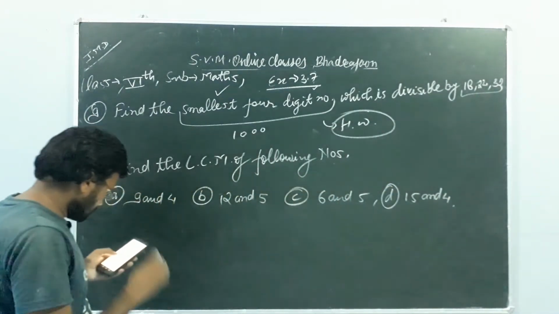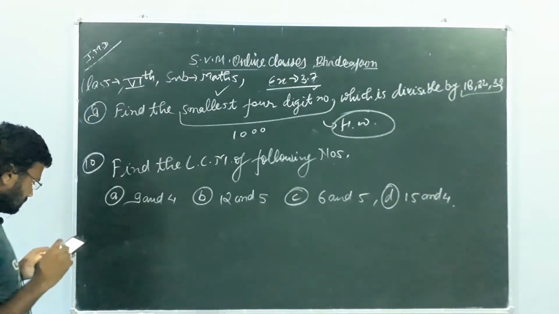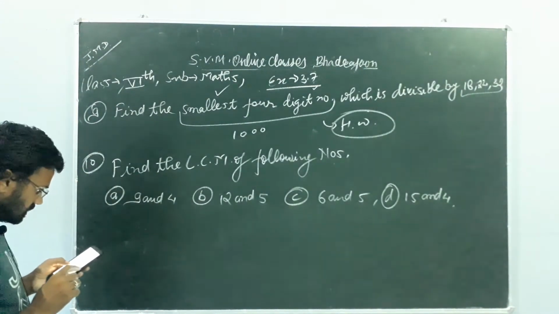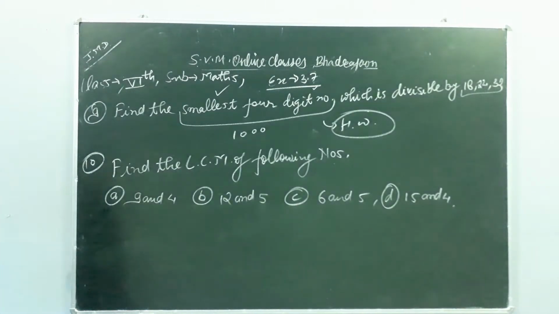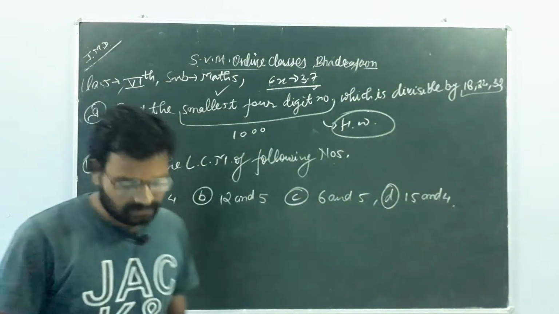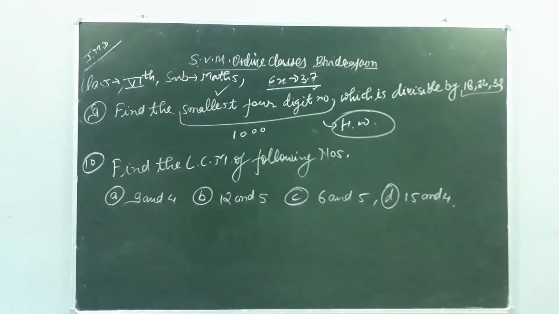Now observe a common property in the obtained LCMs. Is LCM the product of two numbers in each case? So we will discuss this one also. Now we will go for solving it.